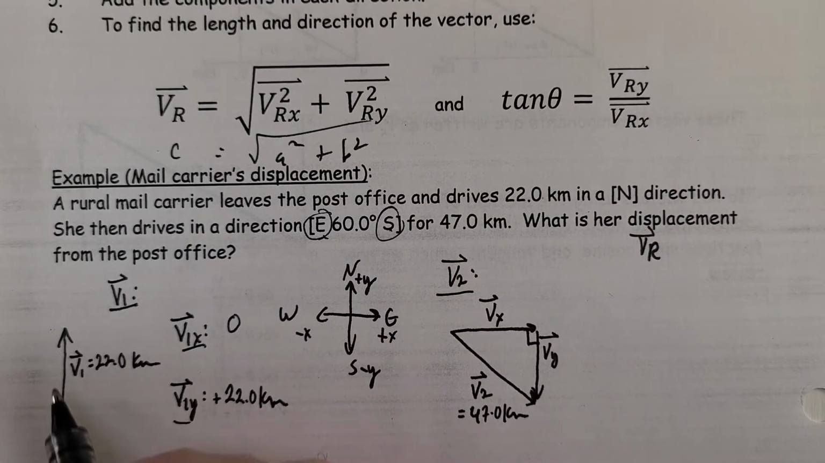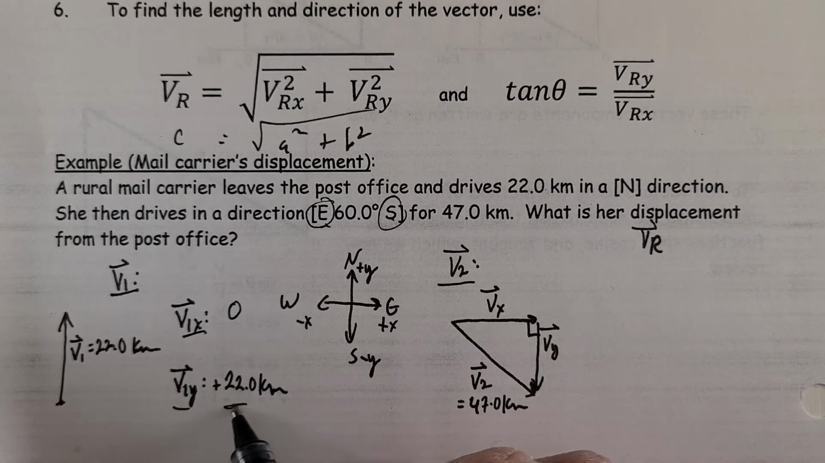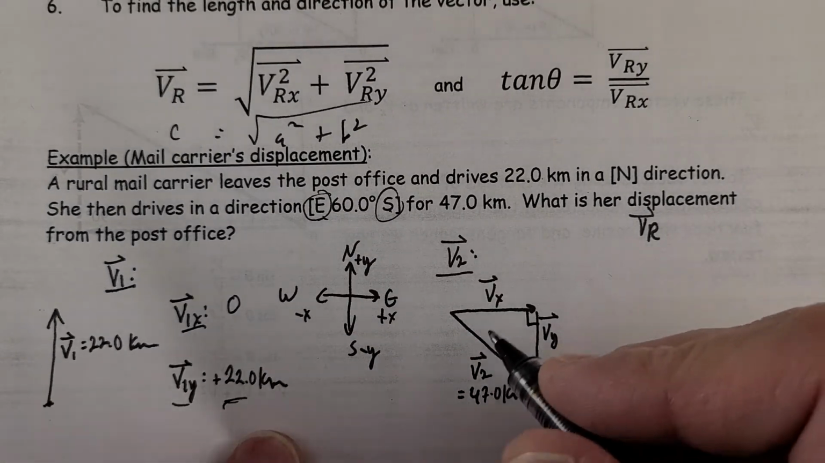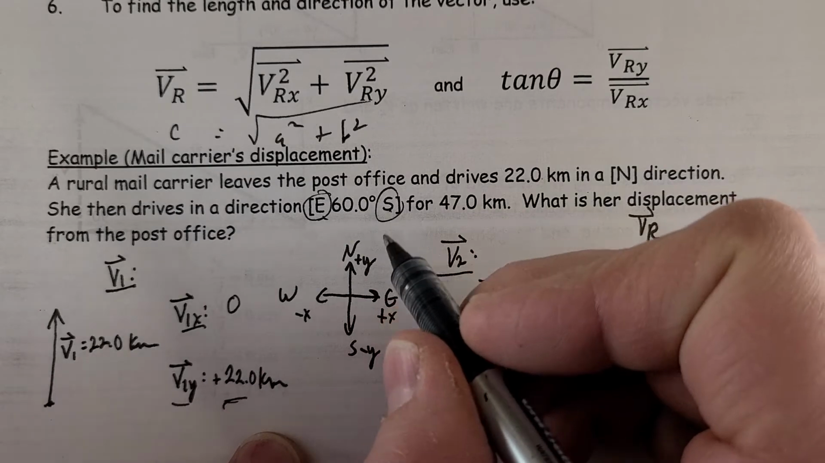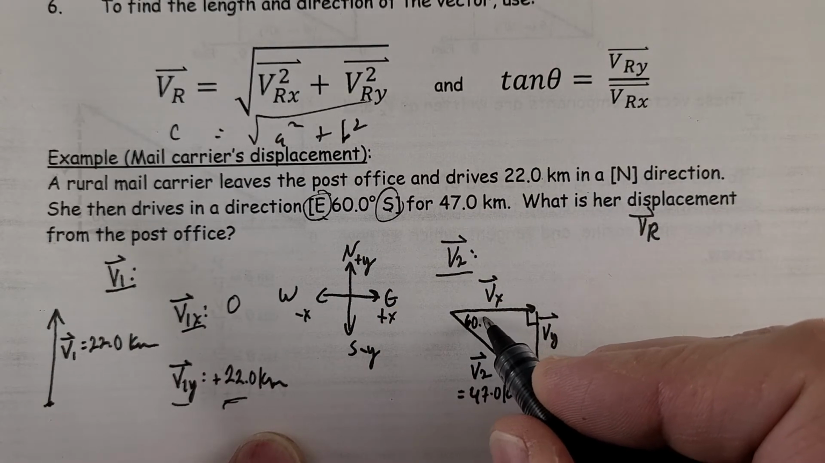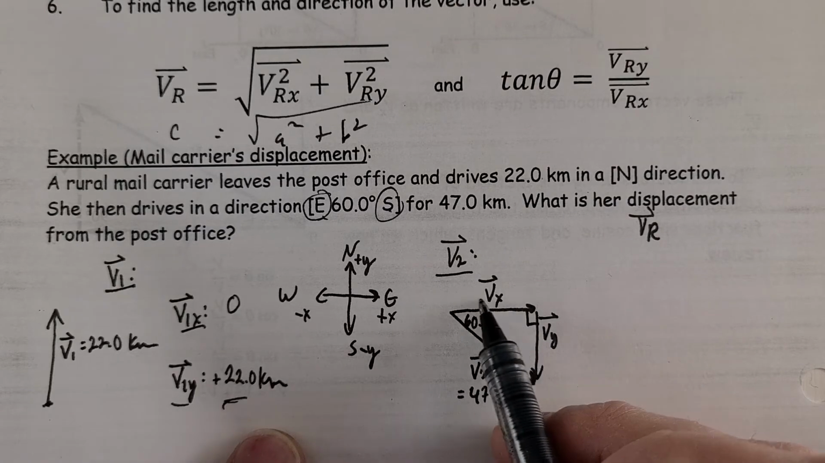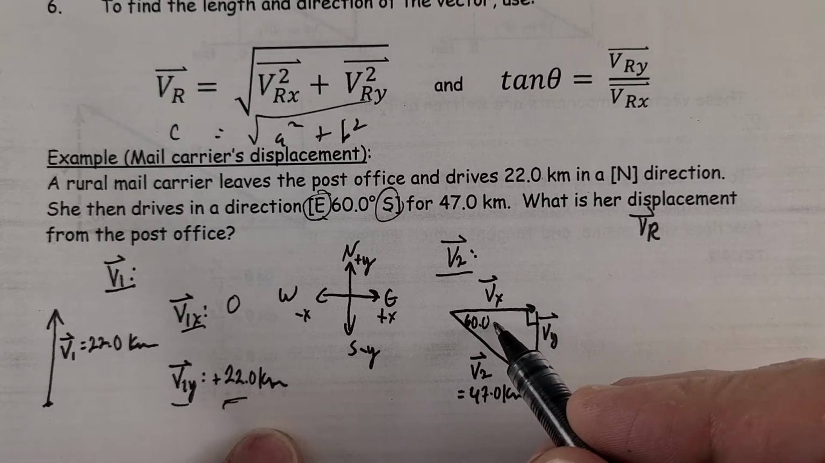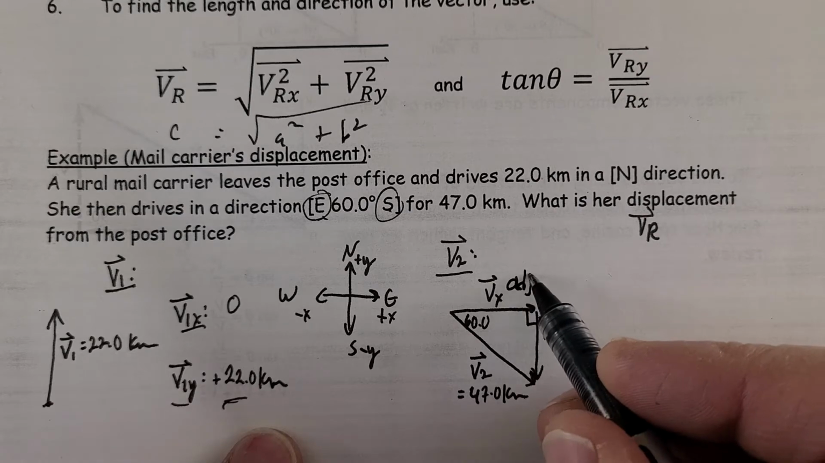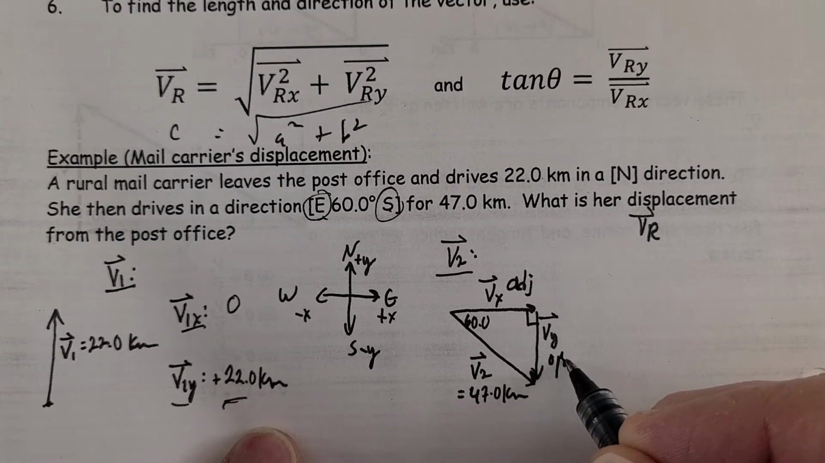So if it's pointing straight north, that's positive Y, so I leave that as a positive. And over here, okay, so east, 60, south. I know that is 60. And if I'm looking for the VX side, of course, that is the adjacent side. VY is the opposite side.